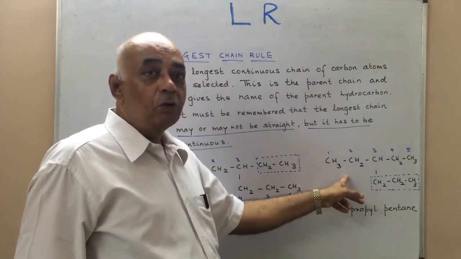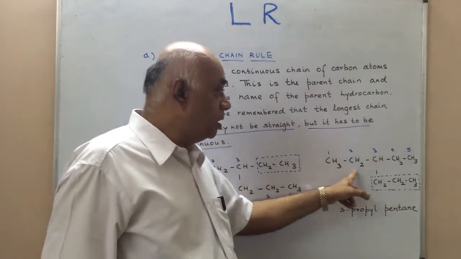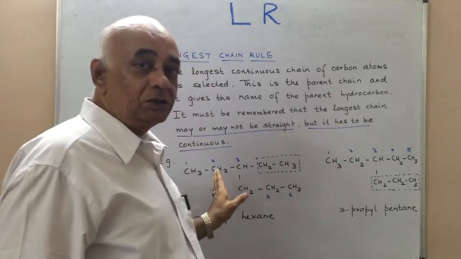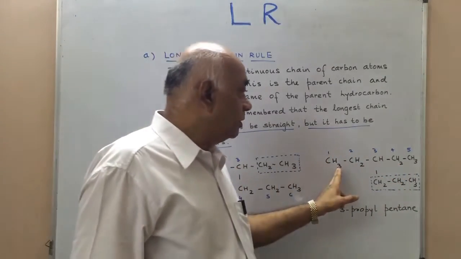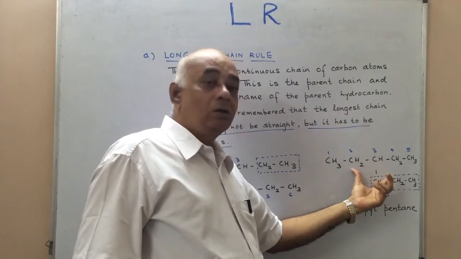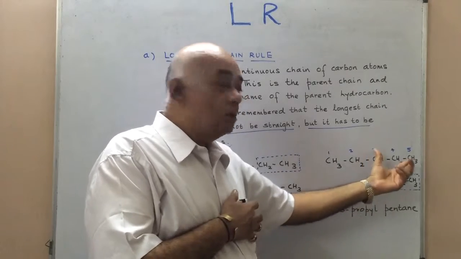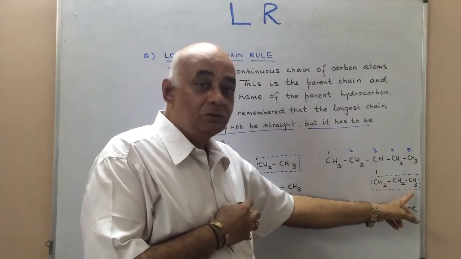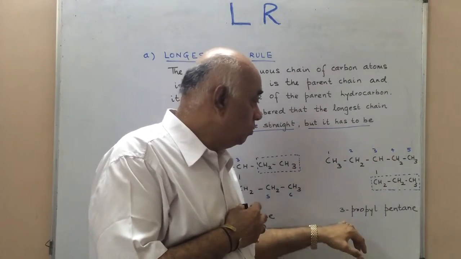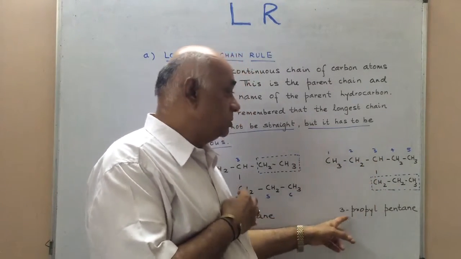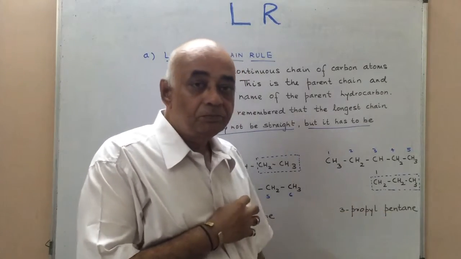If we name the compound where the carbon atoms have been numbered in this fashion, which is essentially the same structural formula as 1, 2, 3, 4 and 5, then the parent hydrocarbon would be pentane, 5 carbons, so pentane. The group attached, or the pendant as we had called it, would be a propyl attached to the 3rd carbon atom, and hence 3-propyl pentane.